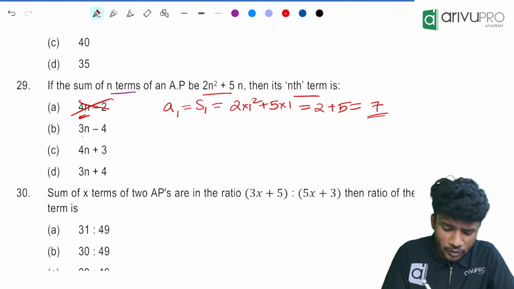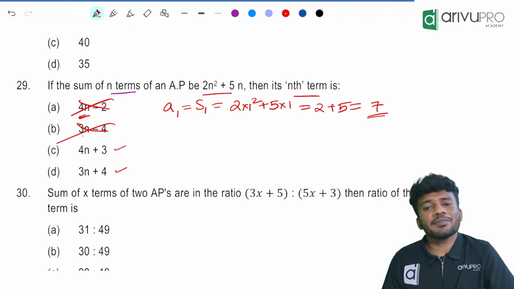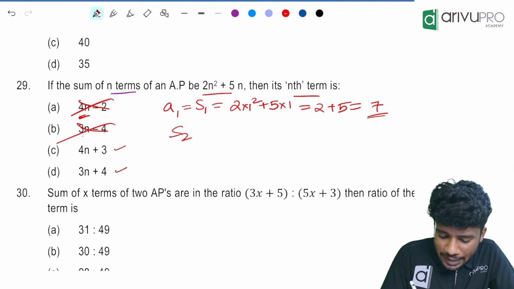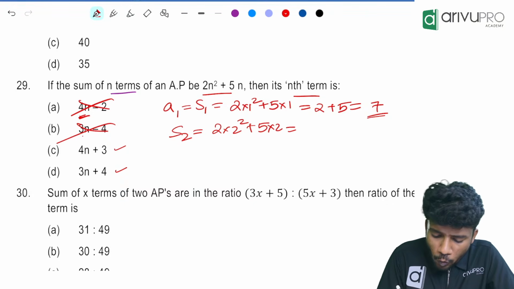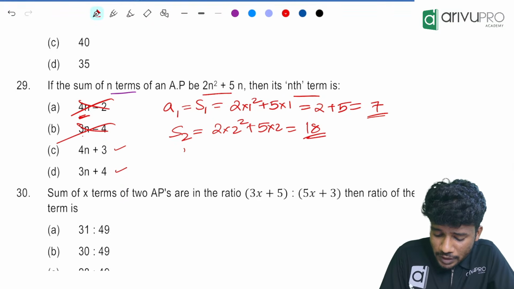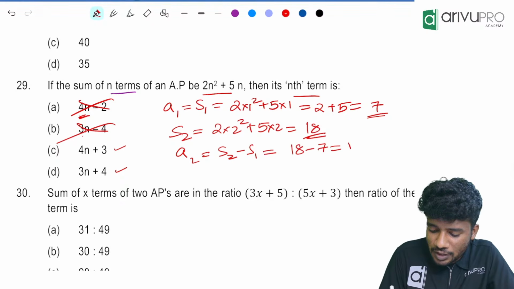3 into 1 minus 4 is minus 1. Option B is wrong. It can be either option C or option D. So I will check for S2. S2 is nothing but 2 into 2 square plus 5 into 2, which is 2 into 4 is 8, 8 plus 10 is 18. S2 is 18, then A2 is S2 minus S1, which is 18 minus 7, equal to 11.